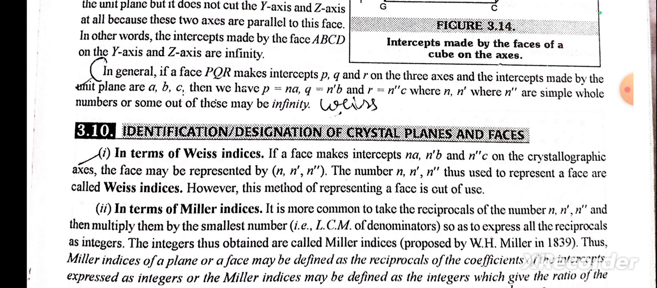In general, if the face PQR makes the intercepts p, q, r on the three axes, and the intercepts made by the unit plane are the unit cell a, b, c, then p is equal to na, q is equal to n' b, and r is equal to n'' c, where n, n' and n'' are simple whole numbers, some of which may be infinite.